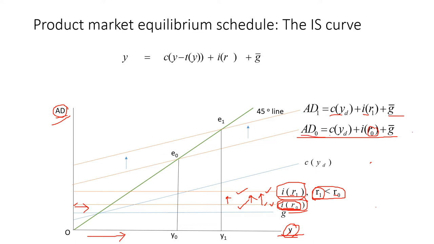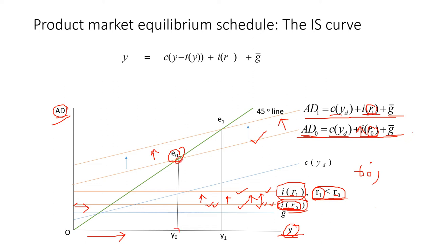So what is happening here? This is the initial one. AD zero corresponds to this investment line. So the equilibrium was at E zero. Now, if you reduce the rate of interest to R1, the investment curve is shifting upward, because aggregate demand is a sum total of consumption plus investment plus government expenditure. Because investment is increasing, this aggregate demand line will also shift upward. Because there is a fall in rate of interest from R0 to R1, there will be an increase in aggregate demand. Initially the rate of interest was R0, and corresponding to that R0, the investment line was this one, and corresponding to this investment line, the aggregate demand line was this one, and E0 was the equilibrium point.